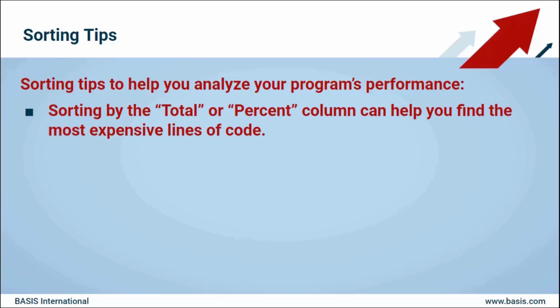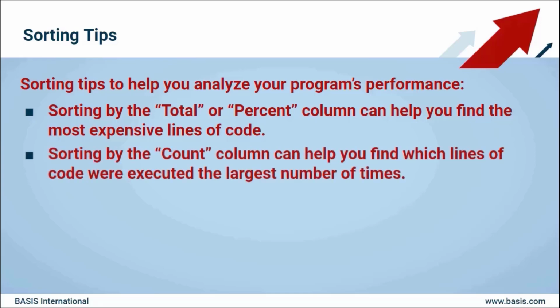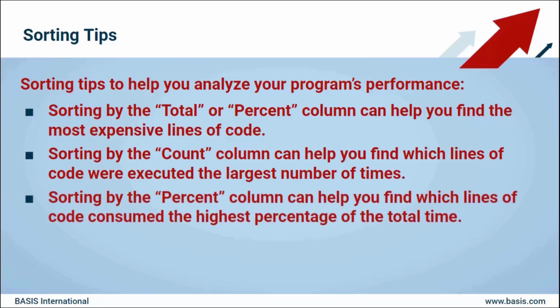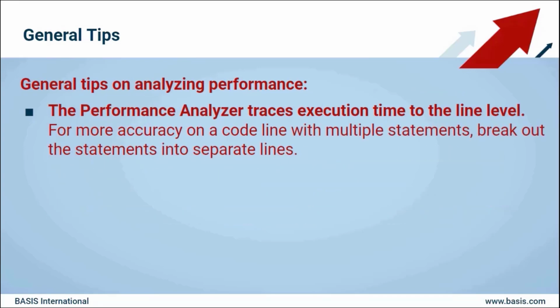As we discussed previously, sorting by the total or the percent column can help you find the most expensive lines of code. In addition, sorting by the count column can help you find which lines of code were executed the largest number of times. This is where debugging loops and recursion and things like this become a lot easier using this tool. Finally, if we sort by the percent column, it can help you find which lines of code consume the highest percentage of the total amount of time. Notice that the percent and the total may not point to the same line of code.